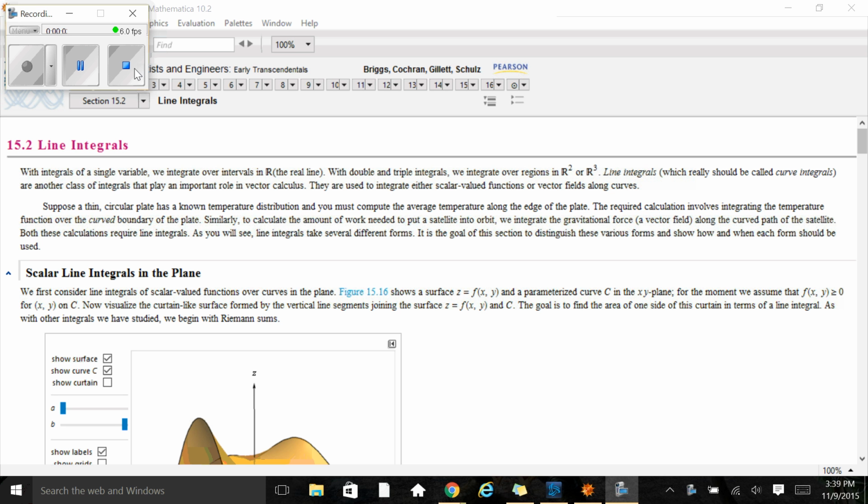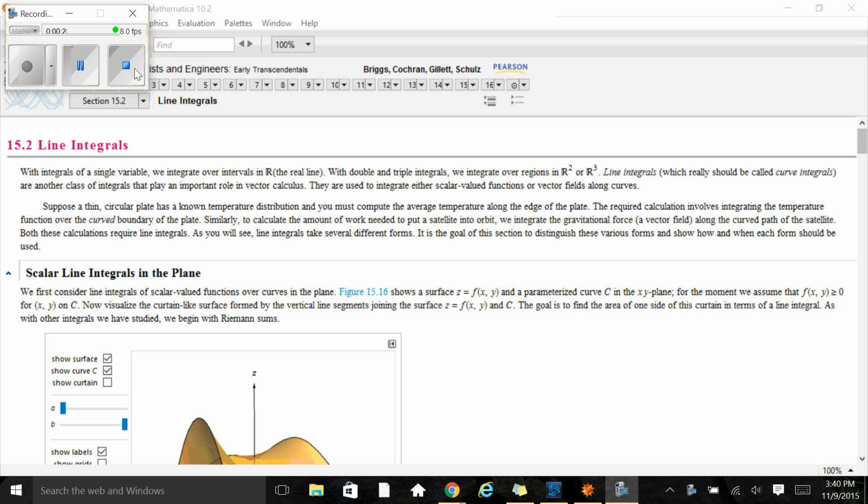Okay, in this section, we're looking at a new kind of integral. Section 15.2 is on line integrals, and this video is going to cover scalar line integrals. We're also going to look at line integrals over vector fields, but we will do that part in class.